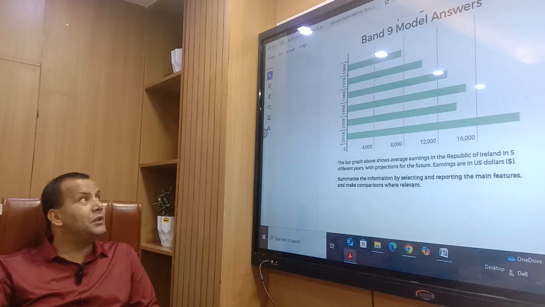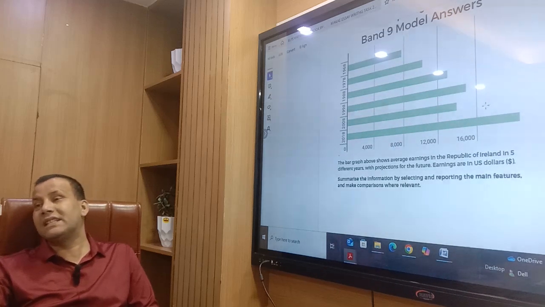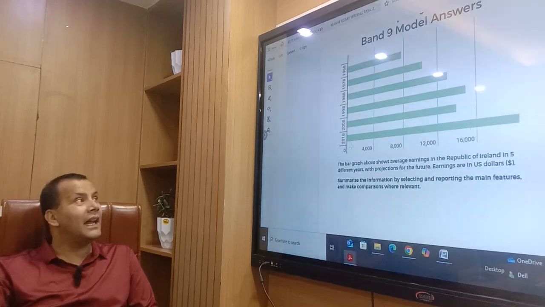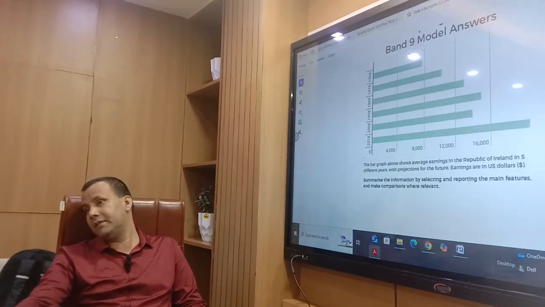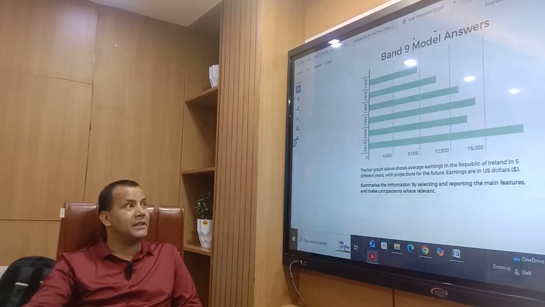So in a bar graph, you will always see a line like this. It is called what? Vertical line. 1968, 1978, 1988, 2018. This is called a vertical line. And after that you can see a horizontal line. Horizontal means the line which is sleeping, and vertical means the line which is standing. So always you will get vertical lines and horizontal lines.